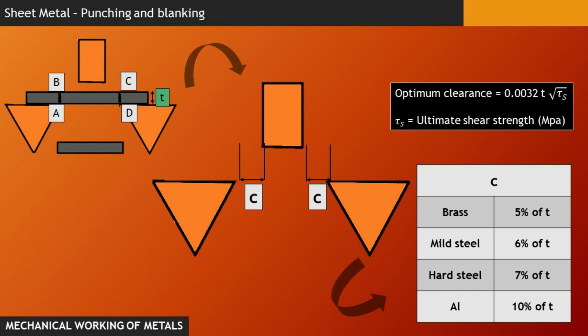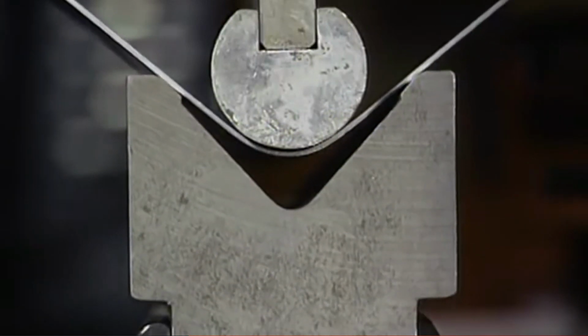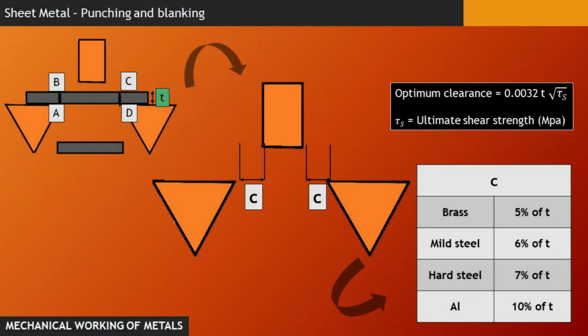And if the clearance is very large, the workpiece will simply enter the die and bending of the workpiece will take place, and hence no material will be removed. So for this particular reason, there must be an optimum clearance for the operation to take place, and this optimum clearance is given by C is equal to 0.0032 T under root tau S.